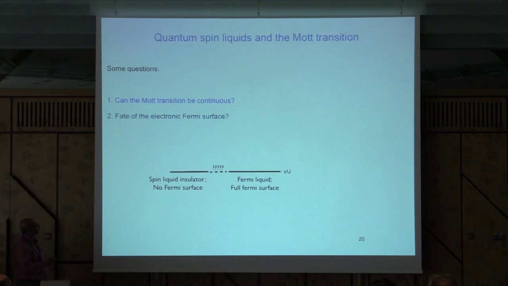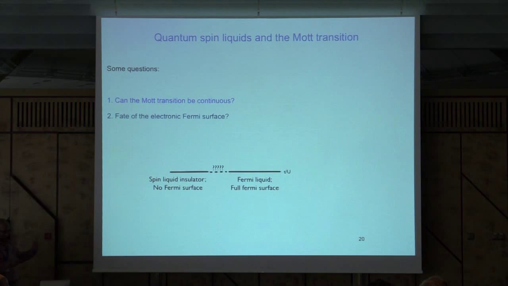Okay, so what are the theoretical questions? Can the Mott transition be continuous, and if so, what's the fate of the electronic Fermi surface? So on the Fermi liquid side, there's a full Fermi surface whose area is fixed by Luttinger, while on the Mott insulating side, there is no Fermi surface. So if the transition is second order, the Fermi surface has to disappear in one shot. Right? There has to be a discontinuous change, a jump of the electronic Fermi surface through a continuous phase transition. This is one of the ingredients that we want to tame if we were to address cuprates or heavy fermions.